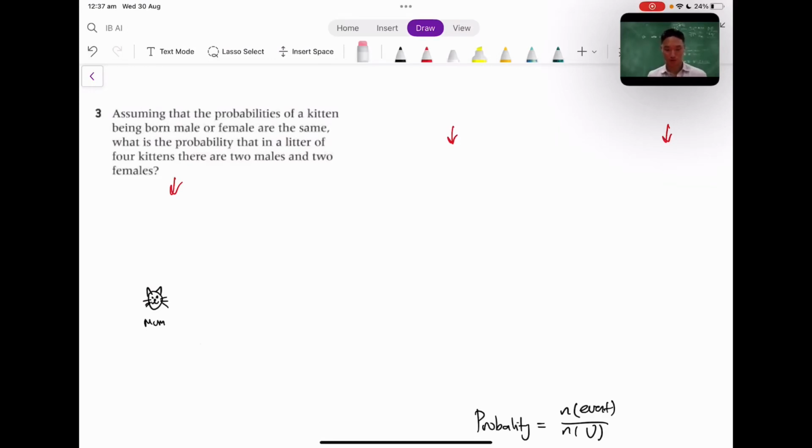Moving on to the next question, question 3 on part 7e. Assuming that the probabilities of a kitten being born male or female are the same, what is the probability that in a litter of 4 kittens, there are 2 male and 2 female? So the event in this case is that when there are 4 kittens from a mom cat, there are 2 male and 2 female. So that's male, male, and then 2 females.